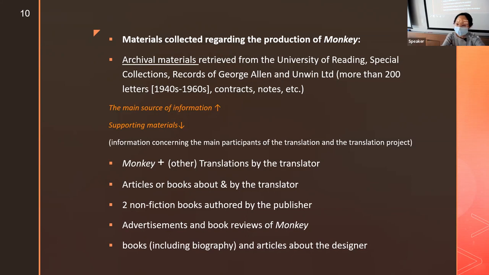The last group includes the books, including biography and articles about the designer, Duncan Grant. These materials were not collected all at once, of course. I believe most of you may have the same experience or may have experienced the same situation.